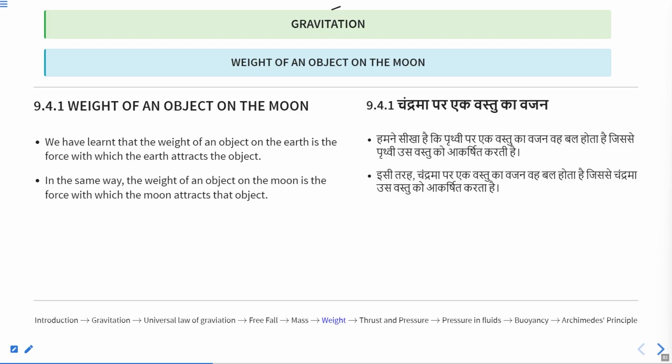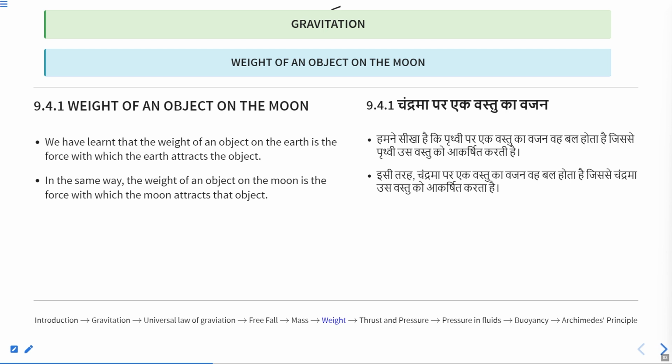Hello and welcome class. In the last class we studied what the weight of an object is and what the mass of an object is, and we tried to figure out the difference between mass and weight. In today's class we are going to calculate the weight of an object on the moon.